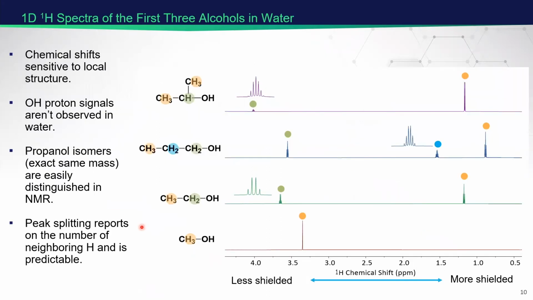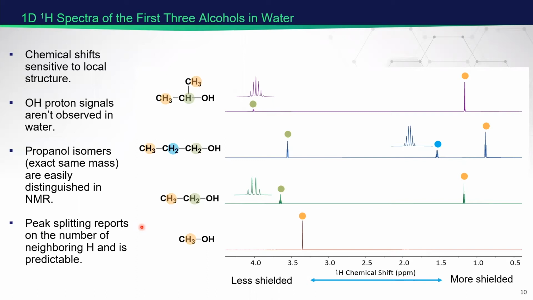So to illustrate some of the properties, the sensitivities of these protons to their environment, I thought I would make a simple example with some alcohols, the first three alcohols in solution, and discuss some of what we see in an NMR spectrum. For the simplest one, methanol, we see a single peak corresponding to these methyl protons. It sits a little past 3.3 relative to the reference.